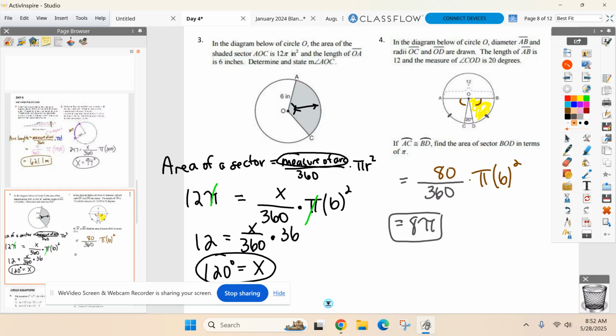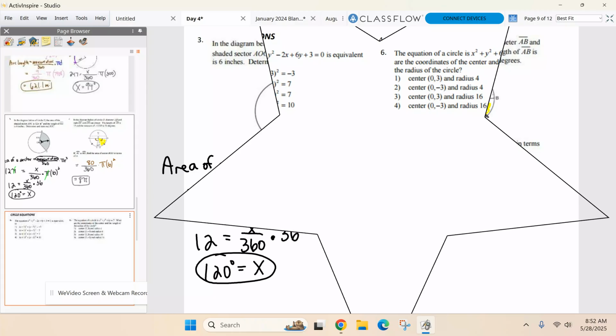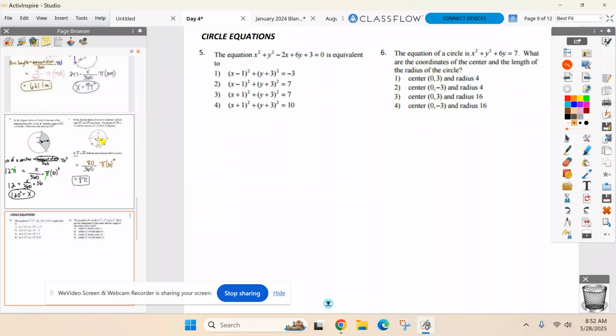Questions? All right, we're done there with the area. Last thing I want to do with you, still in a circle, equation of a circle. So let's get it down first, put it in the back of our packet.